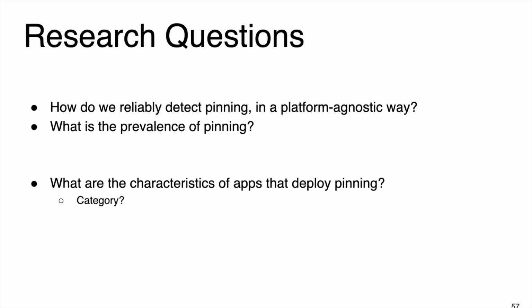For each app in our data set, we use category information provided by the app stores that we collect them from. And understanding the differences in pinning adoption between categories will help shed light on why apps might want to use this technique. We combine all three data sets from each platform and look at the overall percentage of apps that pin for each category.